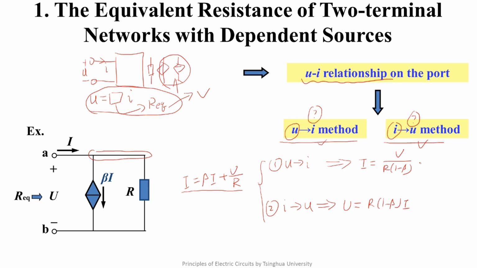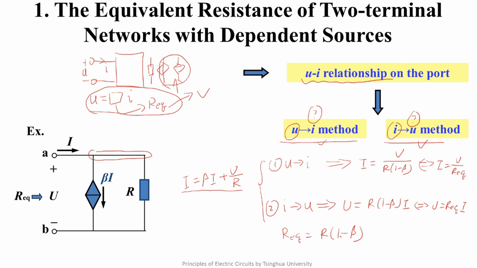For these two equations, we can see that the upper is equivalent to I equals U over Req. The lower is equivalent to U equals Req times I. In any case, Req equals R times 1 minus beta. So the analysis of the problem is completed.